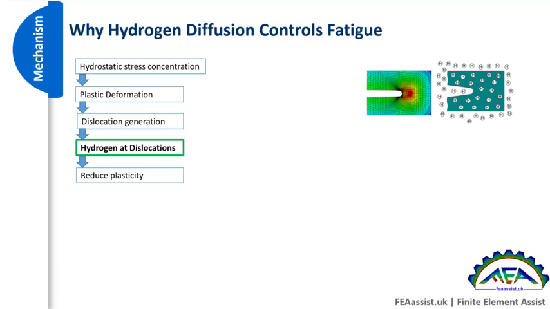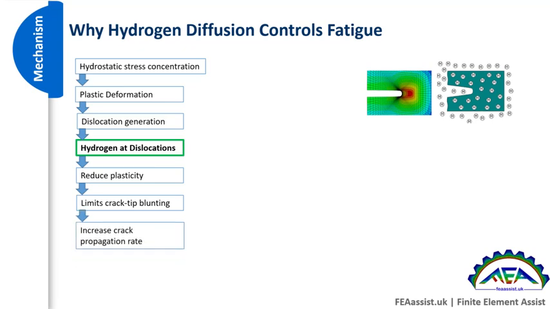Hydrogen can lock dislocations, and this can reduce plasticity. Reduced plasticity at the crack tip can limit the crack tip blunting, and it will increase crack propagation rate. And finally, we will see decreased fatigue life. But in this mechanism, the most important is hydrogen diffusion into the dislocations, or let's say into the microstructural traps.